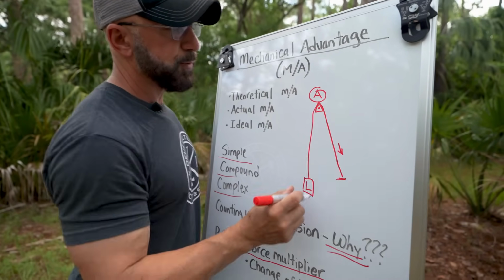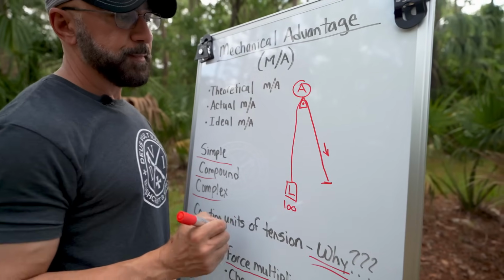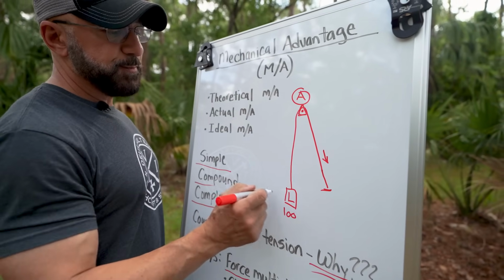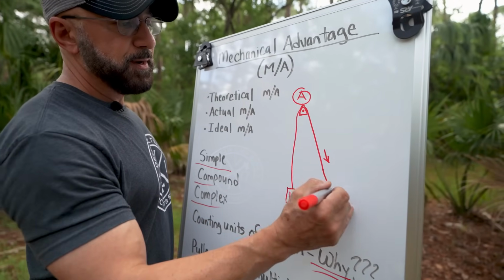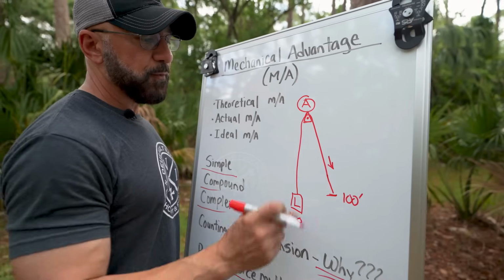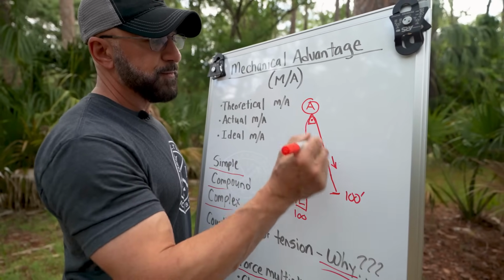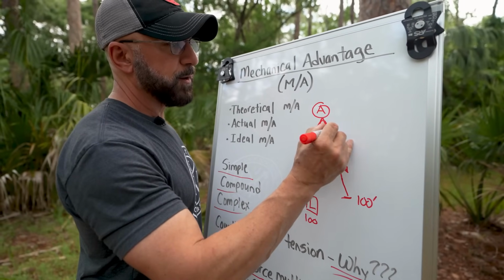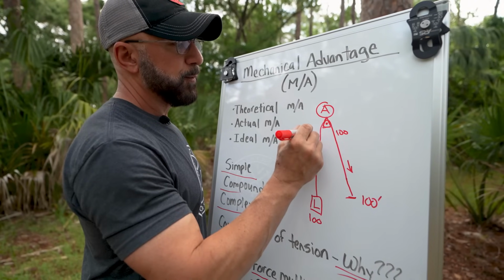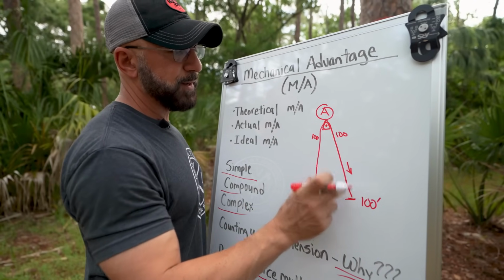Here's our direction of pull. Our load is 100 pounds. To get this to move 1 foot, I need to put in 100 pounds worth of force to move this 1 foot.